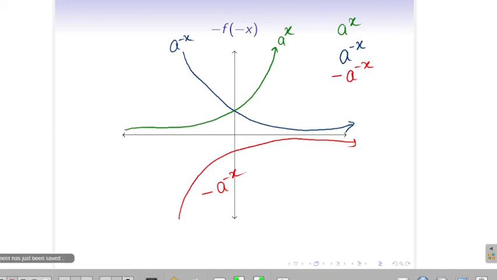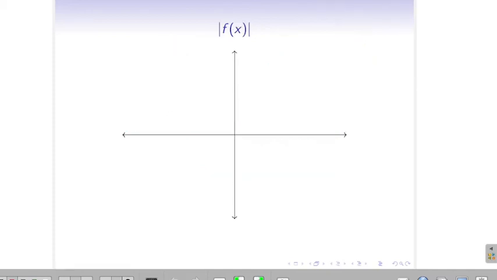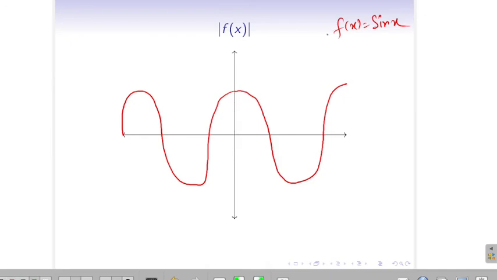So just to repeat, if you have a function and you take the modulus, you are taking the modulus of the output function. So what will happen? Let me take the function as f(x) equals sine x. What will happen if you take the modulus of this function? Whatever the function is, you take the modulus of the output. So what it will do is make everything positive.